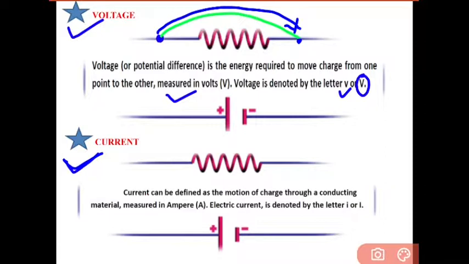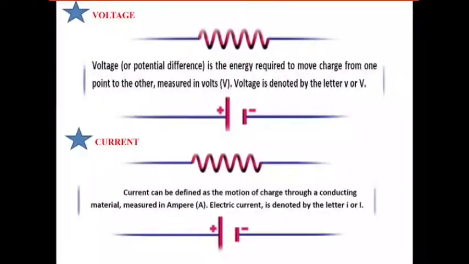Okay, so if there is a charge over here and there is a motion of the charge through a given resistor or any given conductor, it can be defined as the motion of charge through a conducting material. So if there is a movement of charge from one place to another place, it is known as a current or flow. In simpler language, a flow of electrons is known as a current. I hope you understand the definitions of voltage and current.